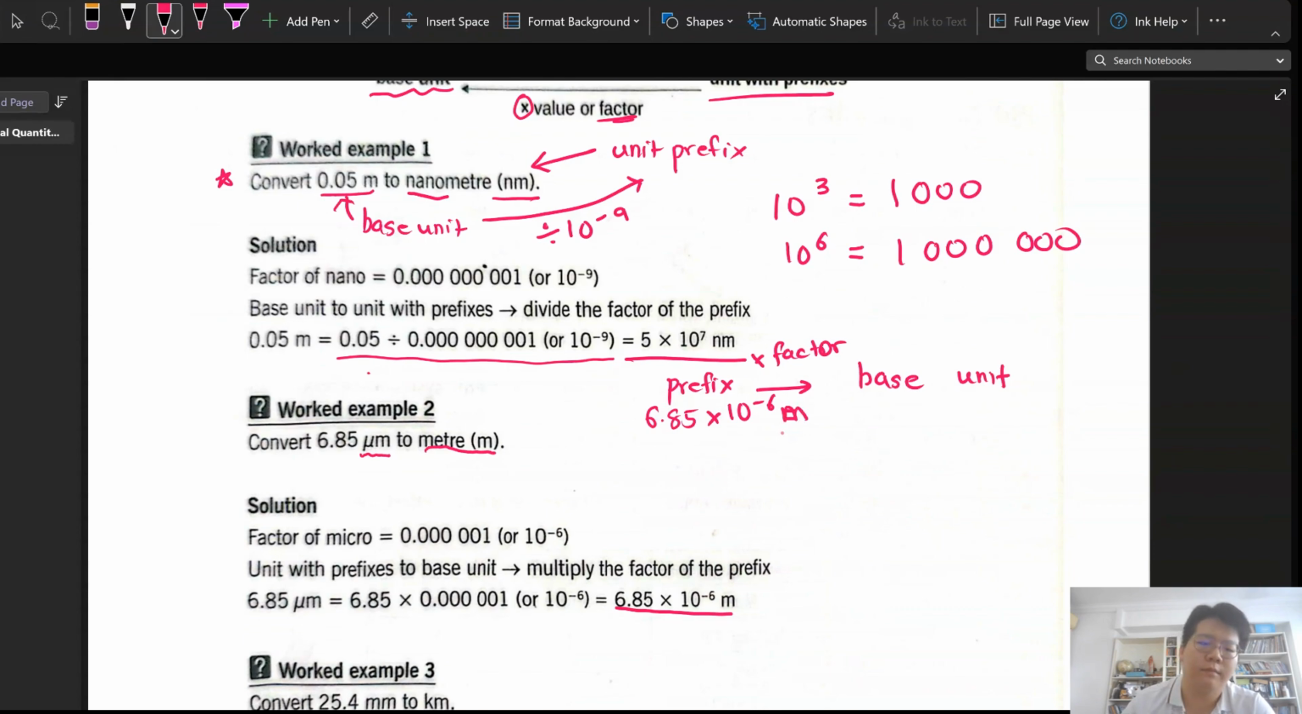Okay, so what about example 3? Try to pause the video and try doing it yourself first, and I'll get back to you soon.